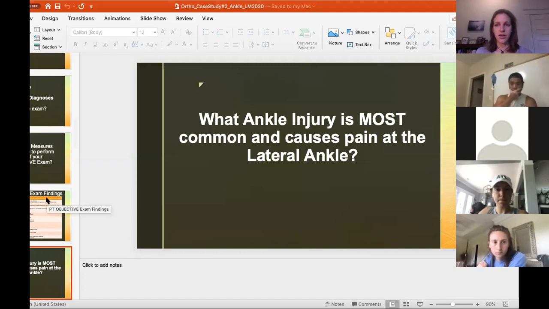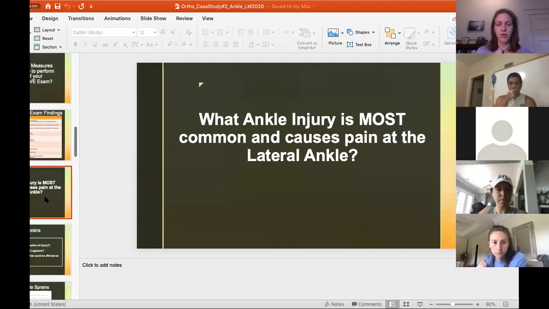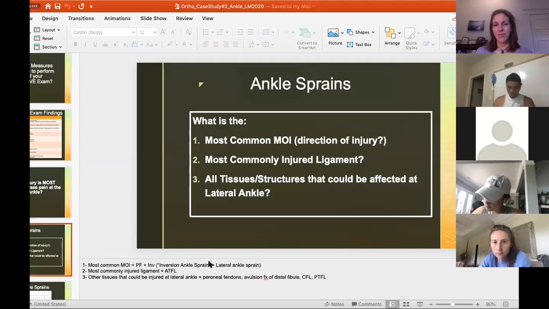All right, so another little tangent. What ankle injury is most common and causes pain at the lateral ankle? So which type of motion are we expecting is going to be painful? So little tangential review, and then we'll get back to the case. Most common mechanism of injury, and these are all in the notes section of the PowerPoint, but I think you guys are on board with this.